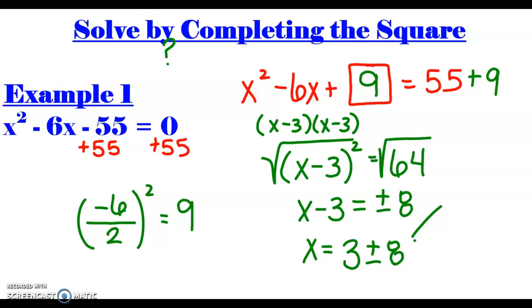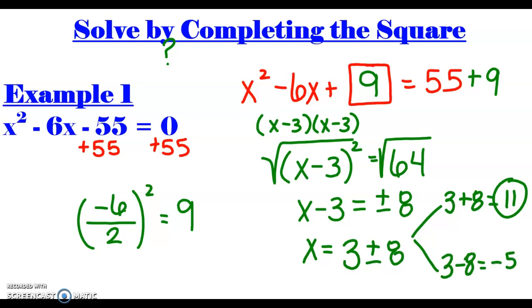So you would figure out those two. We're going to have to do 3 plus 8, which is 11. And then 3 minus 8, which is negative 5. There's your 2 solutions. So in completing the square, you find magical c. Magical c creates a perfect square trinomial. You can then use that perfect square trinomial to get factors that are exactly the same. And then since they're the same, you can write them as a square and then square root and solve.